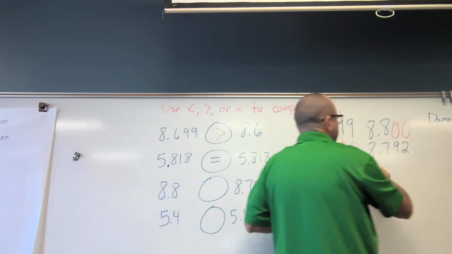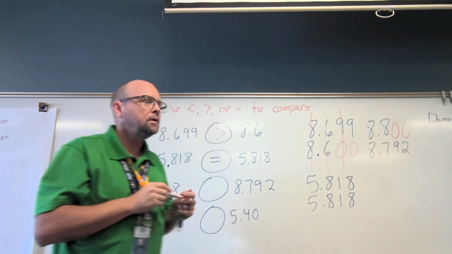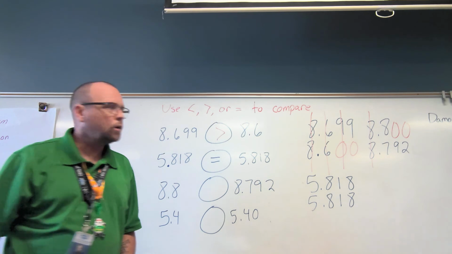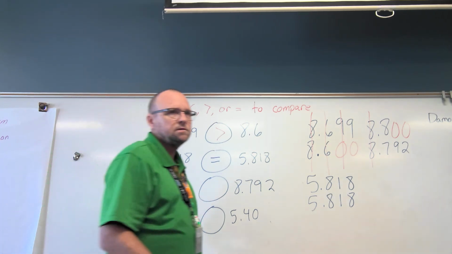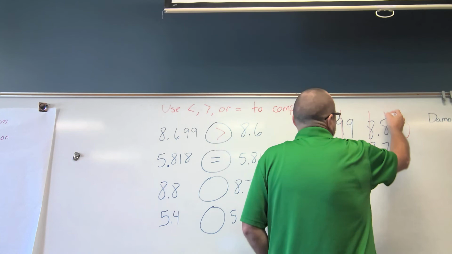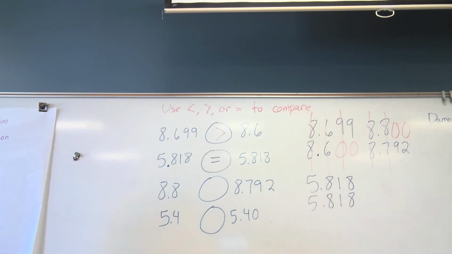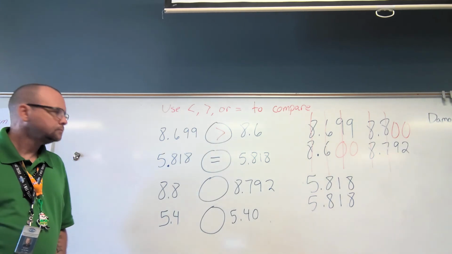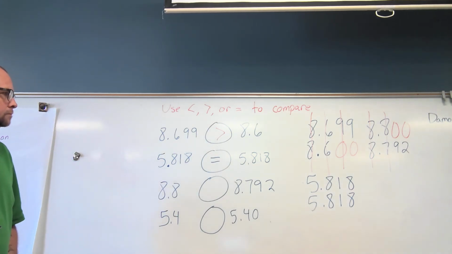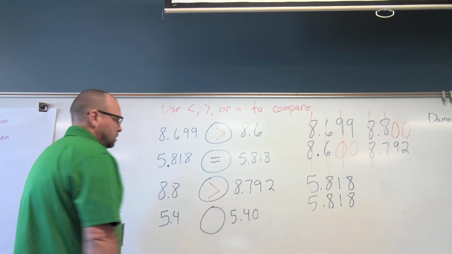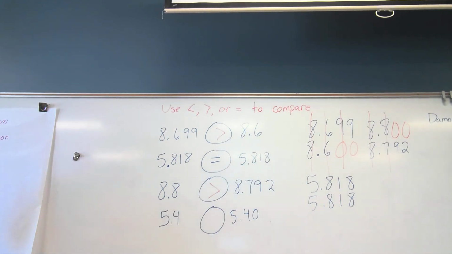We start in what place value? The ones place. Is there a difference in the ones place? No. What place value do I go to next? The tenths. Is there a difference in the tenths place? Yeah. What is my difference? The 8 is higher than the 7. Good. So then I would have 8 and 8/10 is greater than 8 and 792 thousandths.